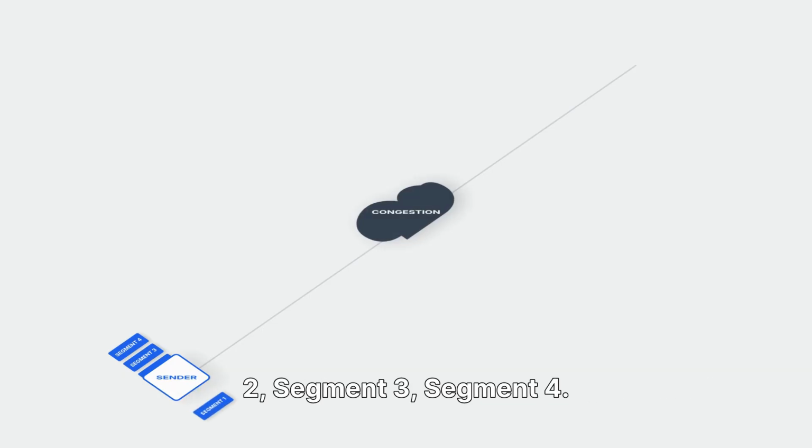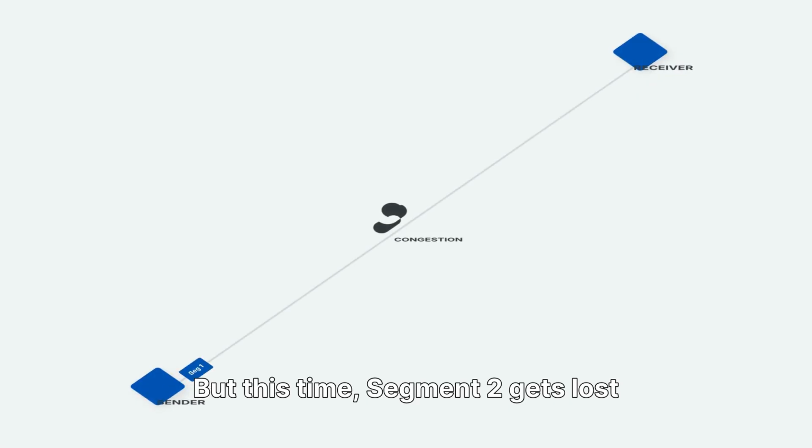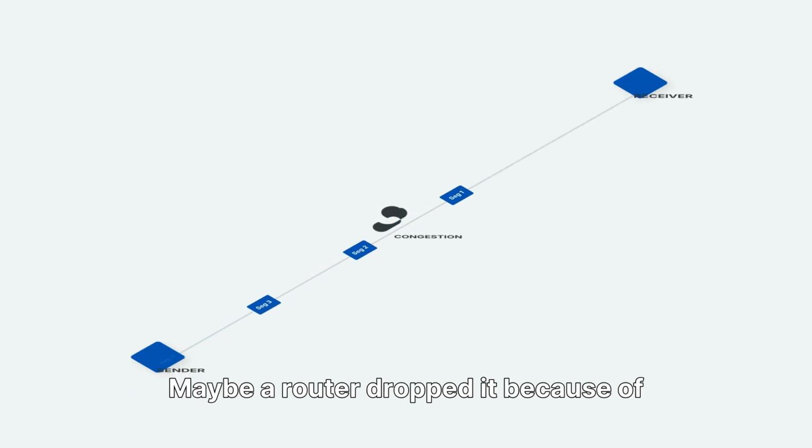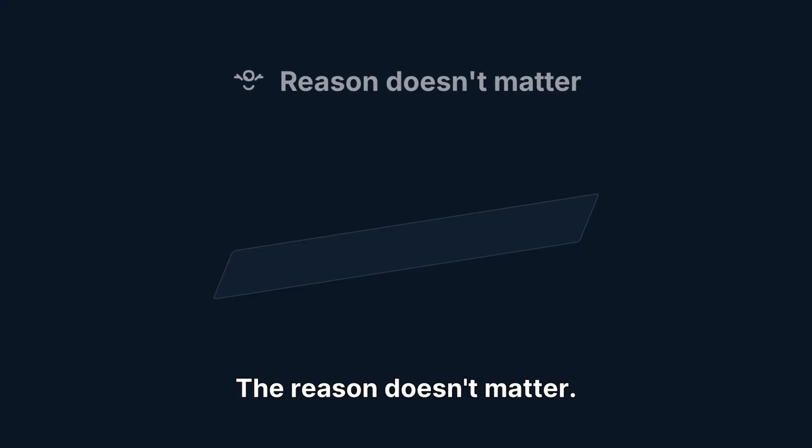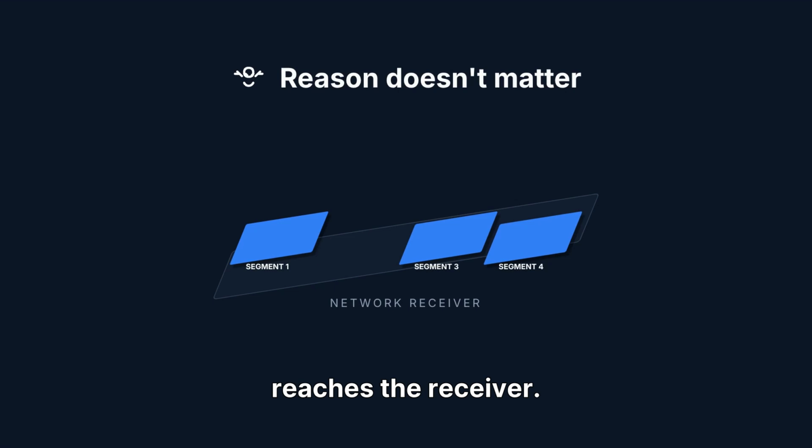The sender again transmits segment 1, segment 2, segment 3, segment 4. But this time, segment 2 gets lost somewhere in the network. Maybe a router dropped it because of congestion. Maybe there was a transmission error. The reason doesn't matter. What matters is that segment 2 never reaches the receiver.